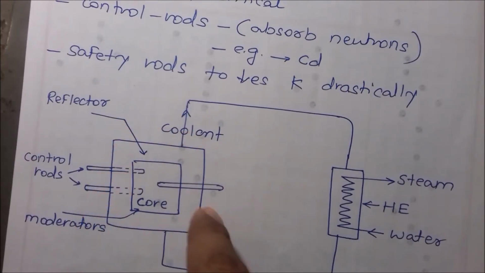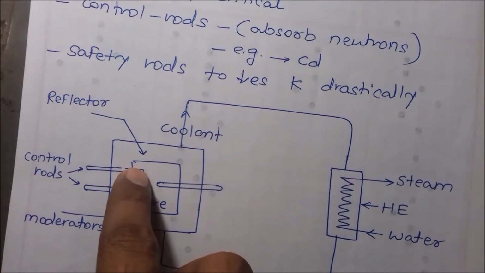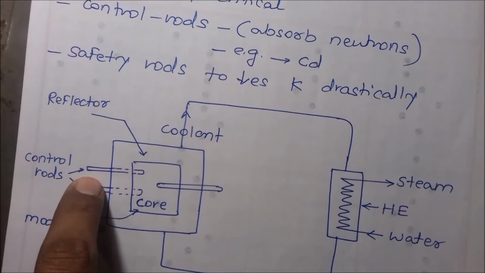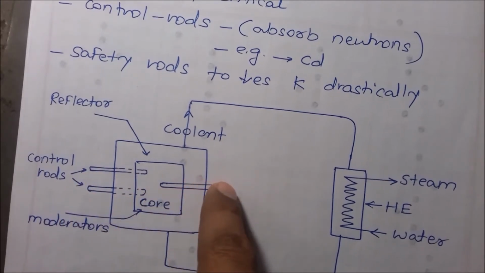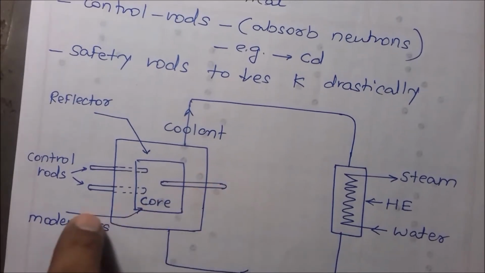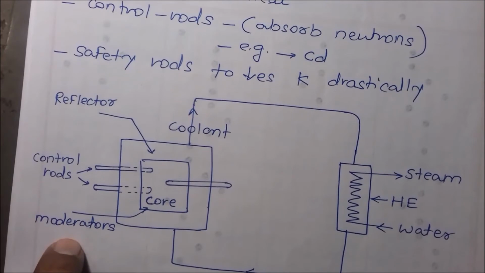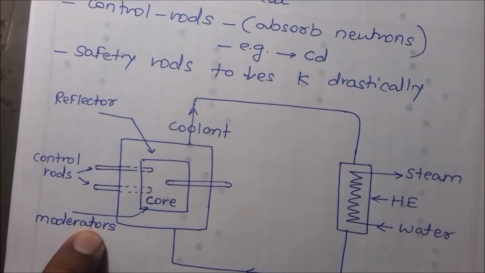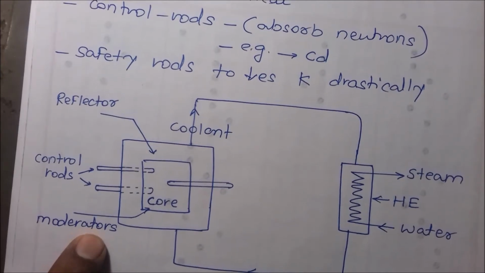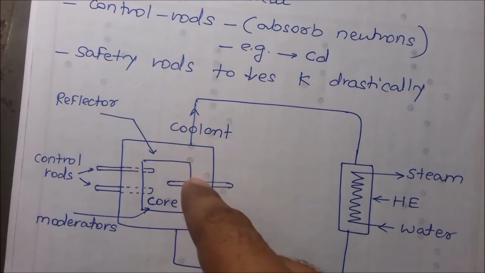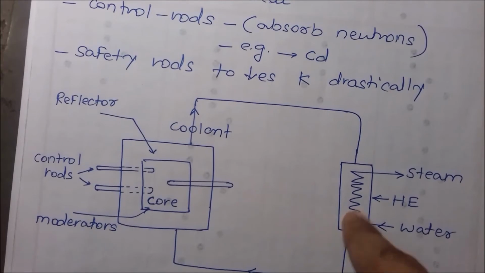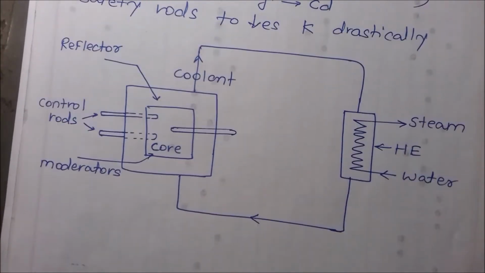So this is the reactor. These are the reflectors. Reflectors are used to avoid leakage of neutrons. Control rods control the speed of the reaction. This is the safety rod. If the reaction goes beyond control, then the safety rod is used. The moderator is inside the core. The moderator is used to decrease the speed of the neutrons, to make slow neutrons from fast neutrons. And this is the coolant. The coolant extracts heat from the reactor and gives it to the water. Water becomes steam and steam is used for electricity generation.